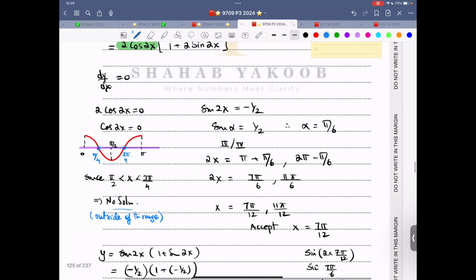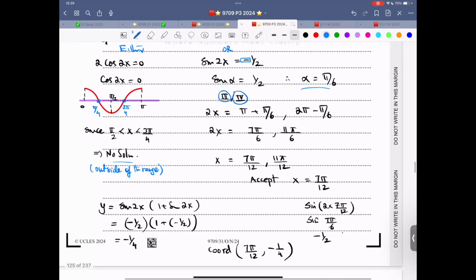And then over here, you can also write, and this is or, sine 2x is negative half. A basic angle, alpha is pi by 6. It could be in the third quadrant. It could be in the fourth quadrant. In the third quadrant, pi plus the basic angle. Fourth quadrant, 2 pi minus basic angle. These are two answers that you are getting.